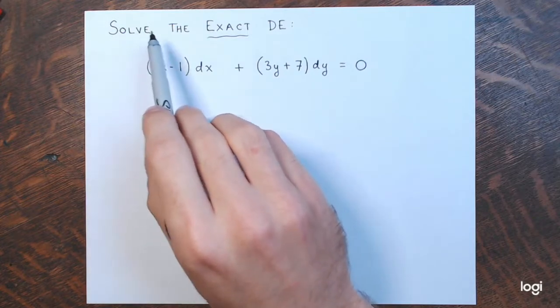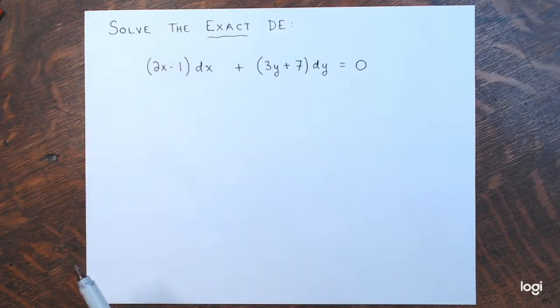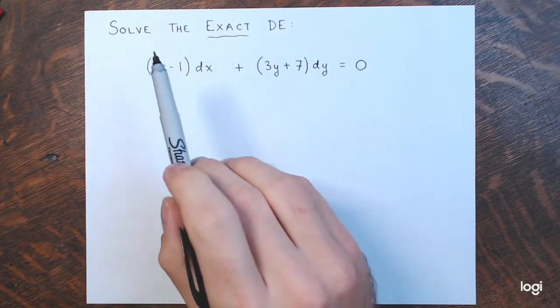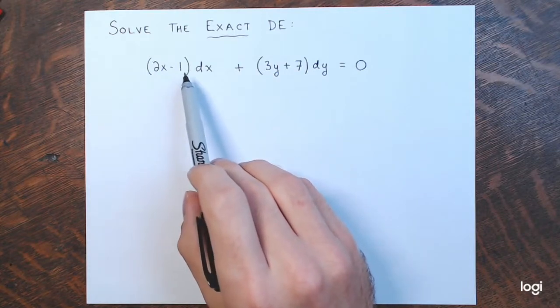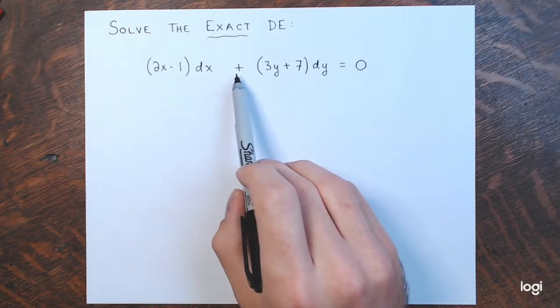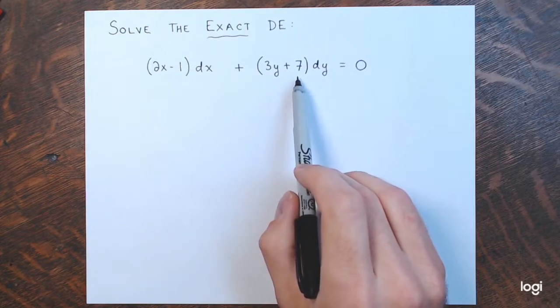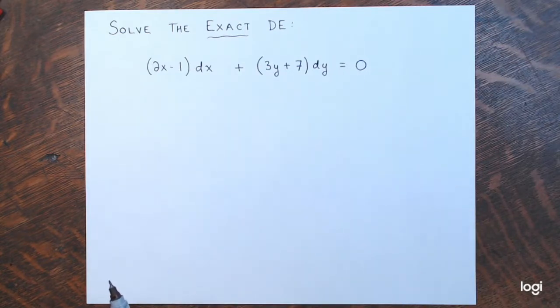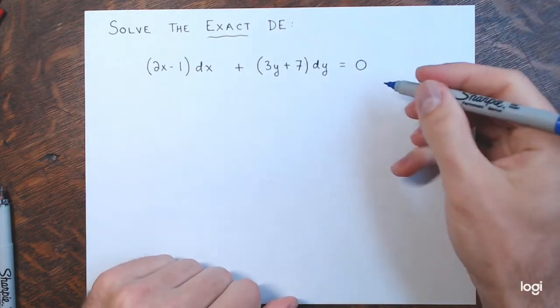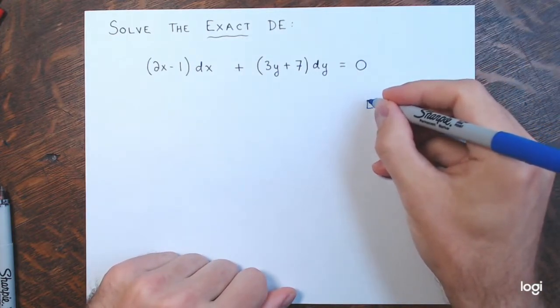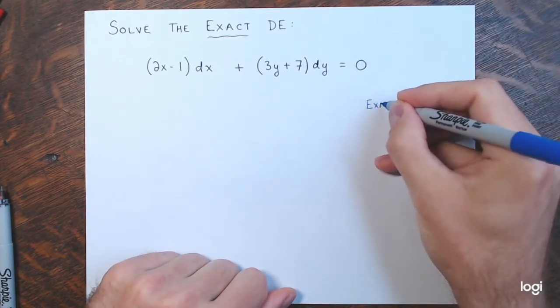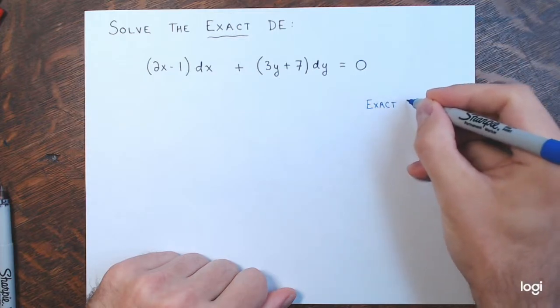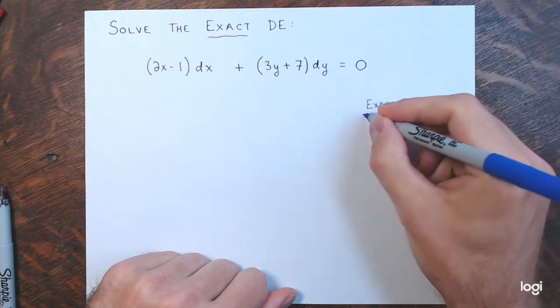So I have the exact differential equation, and this looks like 2x minus 1 times the differential of x plus 3y plus 7 times the differential of y equals 0. Okay, so before I get into solving this, let me just bring up what is an exact first order differential equation. Do this off to the side.